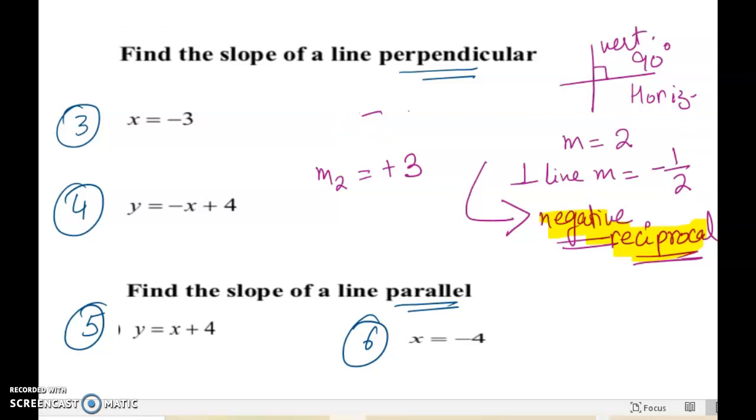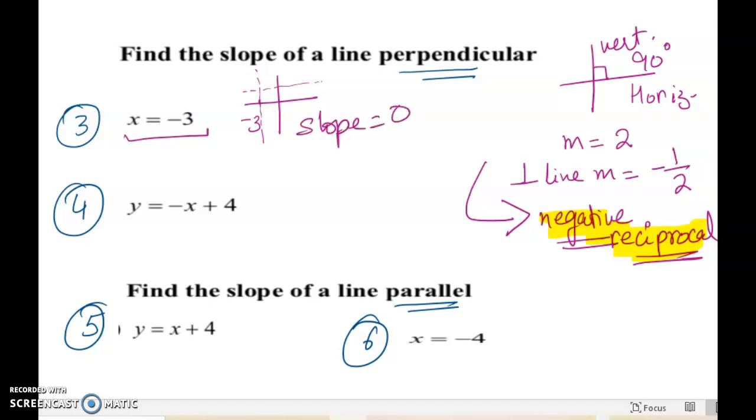Based on that, let's try to figure out what is going on here. They said x is equal to negative 3. Let's try to graph it. Negative 3 is here and x is negative 3, so it will give me a vertical line. A line that will be perpendicular to this line needs to be horizontal. It will be a horizontal line. And if it is a horizontal line, the slope will be 0.